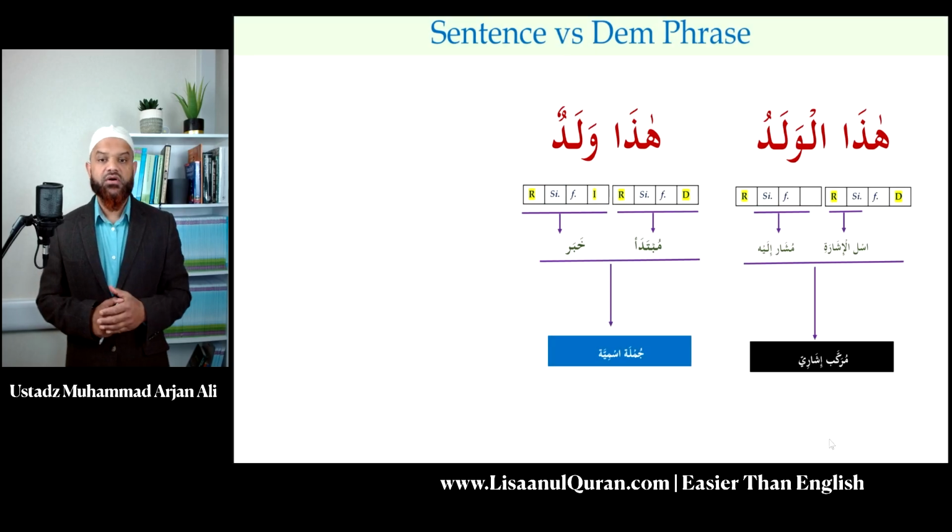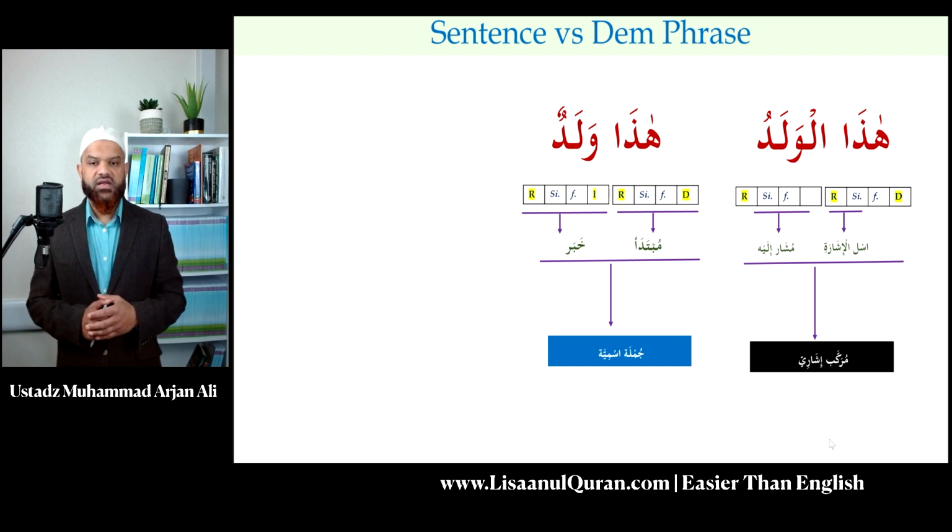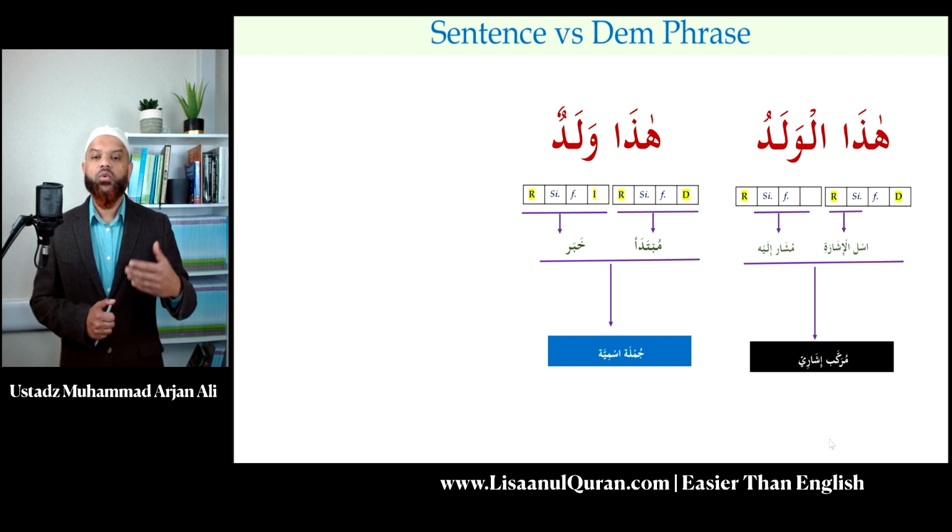We have two structures on the screen. I'm sure by now you can recognize them. The first one, هذا الولد. And then we have the second one, هذا ولد. I hope you can translate this by now. The first one means "this boy." The second one, "this is a boy." I hope you can see that walad means boy.